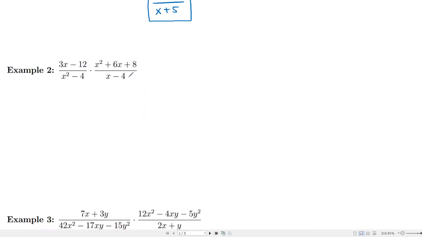So for our second example, we have this product. So 3x minus 12 divided by x squared minus 4, and then multiply by this rational expression. So multiplication, we're just going to multiply numerators and multiply denominators. And now let's proceed with factoring. So 3, we can factor that out, times x minus 4. We can factor this trinomial. We need the product to be 8, the sum to be 6. So that would be plus 4, plus 2. Right, product is 8, sum is 6, so that looks good.